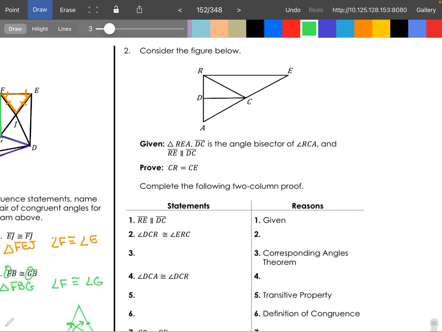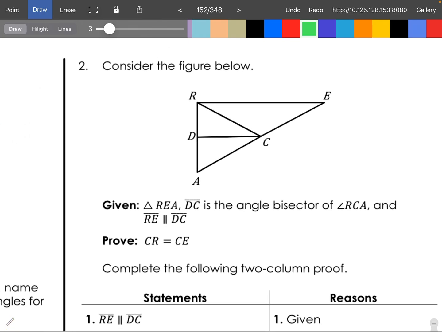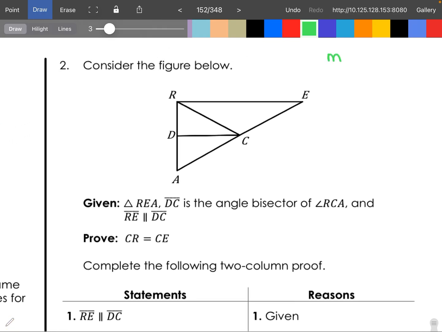Now let's put this together and look at this figure of several triangles, and we're trying to prove that side CR is congruent to CE. So we're trying to prove that this is congruent to this. First thing I know, I can already tell that they're not giving me angles first, so it's going to be the converse. So keep that in mind. Also, before I look at the statements and reasons, I want to mark up everything that it tells me.